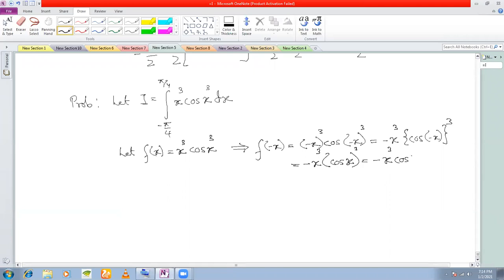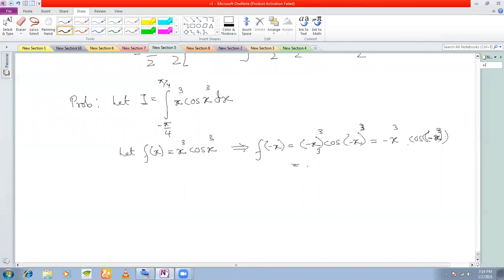Oh, this is not cos cube. Sorry, my mistake. You must be very careful because the cos of minus x cube is there, right? So this will become minus x cube, because this cube is only over the angle. This cube is not over the cos, right? So therefore this step will also go.